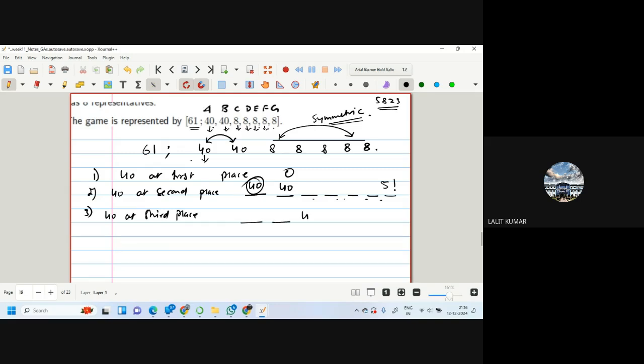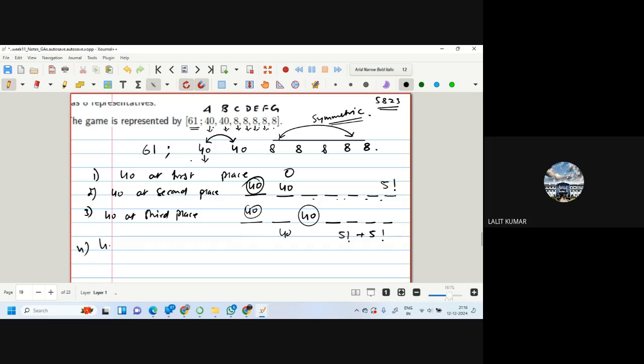1, 2, 3, 4. Now for this also, either 40 has to be here or 40 has to be here. Yes. So this will become 5 factorial plus 5 factorial. If 40 is here, it is 5 factorial, and 40 is here and not here, so that is 5 factorial. Okay.